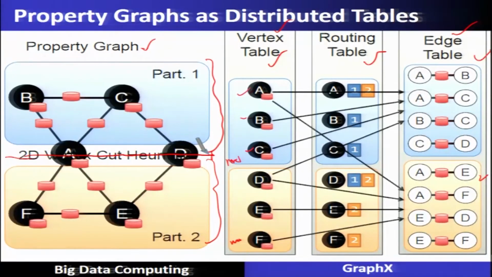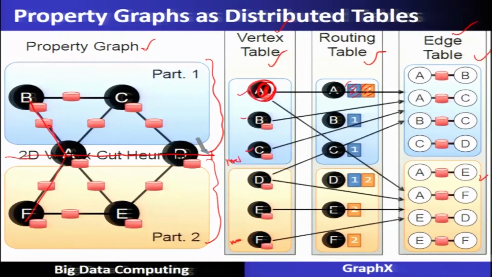By routing table we mean that, for example, the vertex A is being referred to by the edges in both the parts, that is, it will be referred to by A, by B, and by F. That means the vertex A will be referred to in both the partitions. Therefore, the routing table will contain the partitions where this vertex A is referred to.